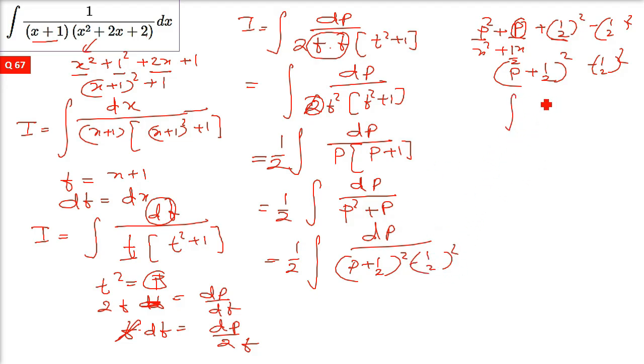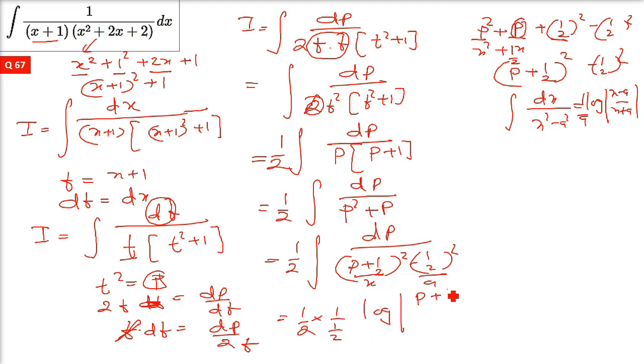So the integration of dx by x square minus a square is equal to 1 by 2a log of x minus a by x plus a. That you already know. x is p plus half and a is half only. So this is going to be half, so this will come here. Please just worry about the constant, because the constant is the main thing which can change your result. But log of p plus half minus half in the numerator, because x minus a, so p plus half is x, a is half. In the denominator it will be p plus half plus half, plus constant of integration.